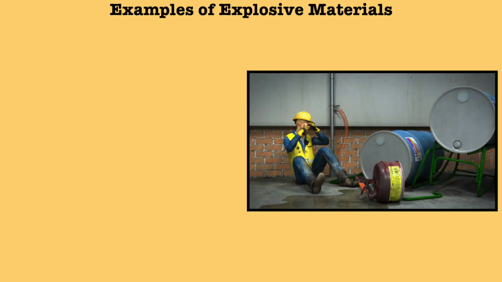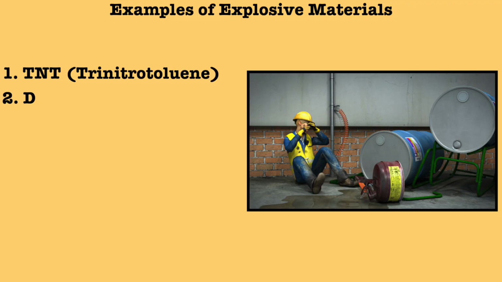What are the examples of these explosive materials? First is TNT, trinitrotoluene. TNT is widely known as an explosive used in military applications, mining and demolition. It is stable under normal conditions but can detonate when subjected to a shock, spark or high temperature source. Second one is dynamite. Dynamite is a commercial explosive made by combining nitroglycerin with an absorbent material. It is often used in construction, mining and controlled demolition.